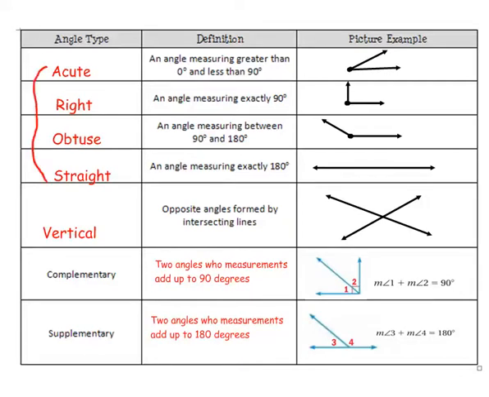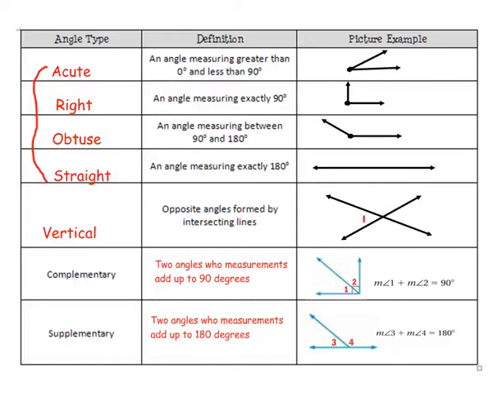I'm guessing the beginning ones you were pretty sure about: acute, right, obtuse, and straight. You've done those a lot. I'm not sure if you were familiar with the words vertical angles, complementary, and supplementary angles. So let me just talk a little bit about those really quick. Vertical angles are opposite angles that are formed by intersecting lines, sorry.